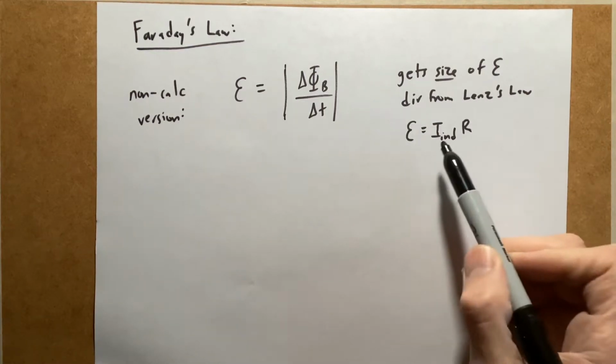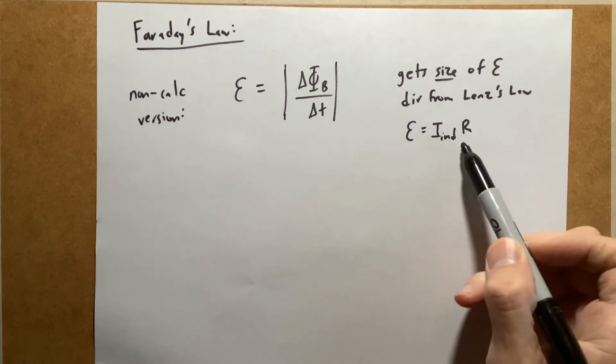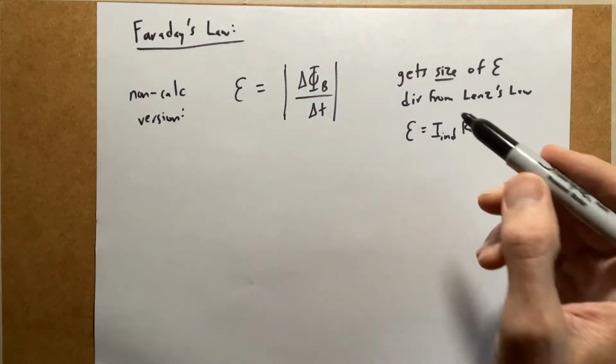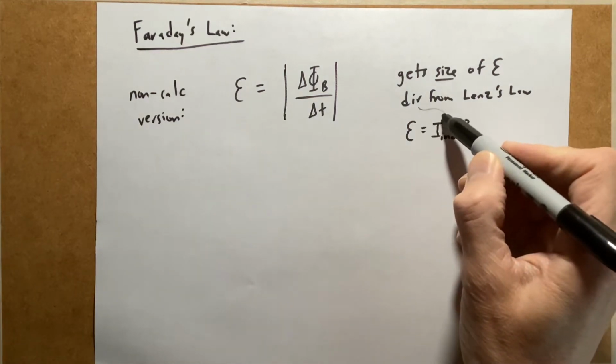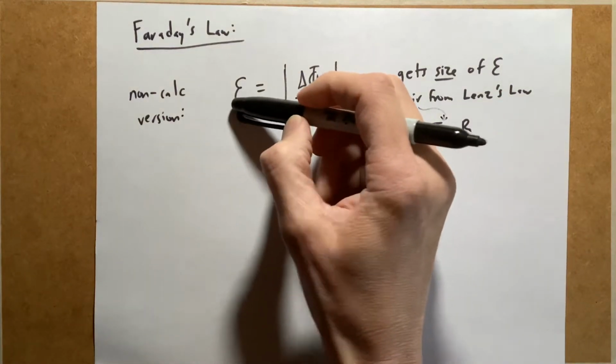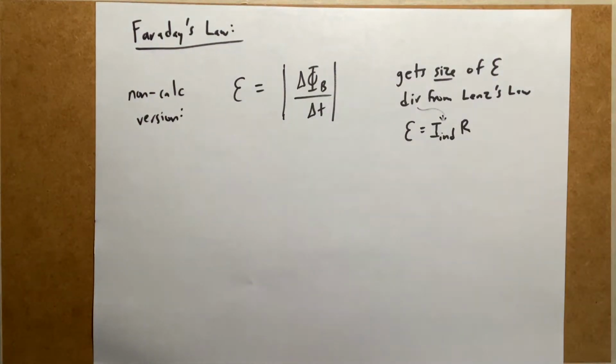This EMF drives induced current just like it would if it were from a battery. And we're going to get the direction of this induced current from Lenz's law. So this formula basically is just to get us a number for the EMF that we can work with, and we'll do some other stuff on the side separately.